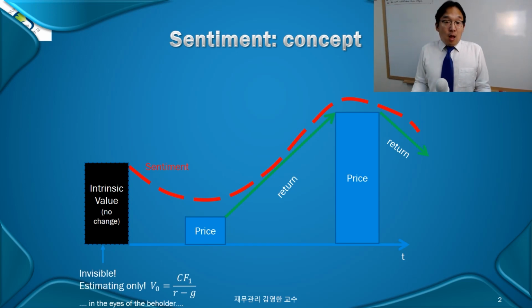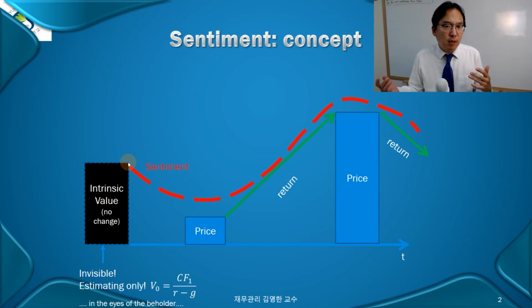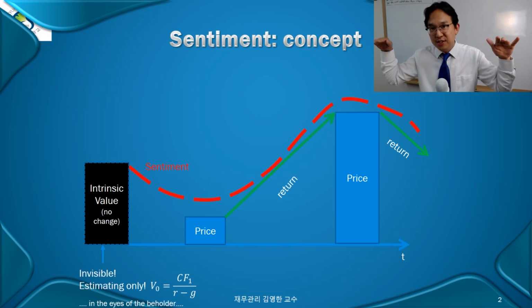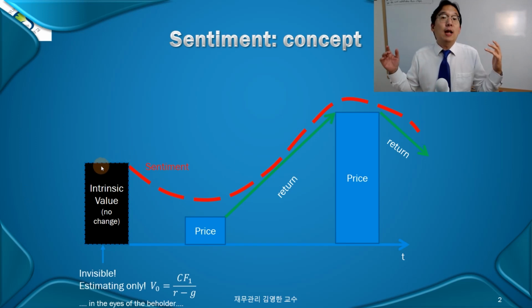Now, the intrinsic value of DI Corp, that kind of hypothetical company, because there's no news about the cash flow or discount rate, has to stay the same throughout the time period over here. But the true value is invisible.